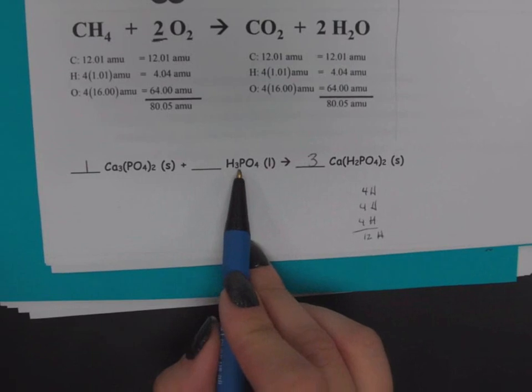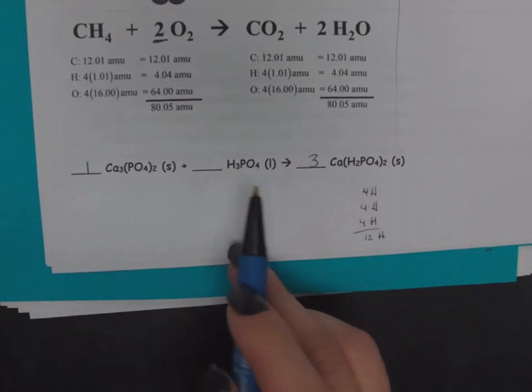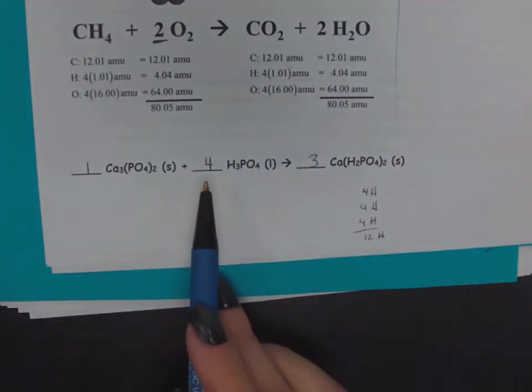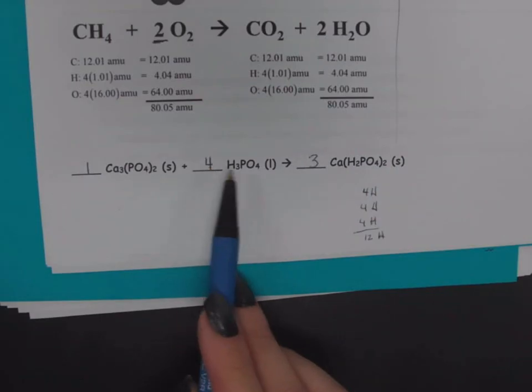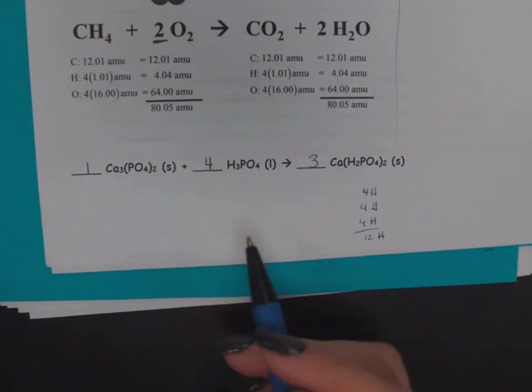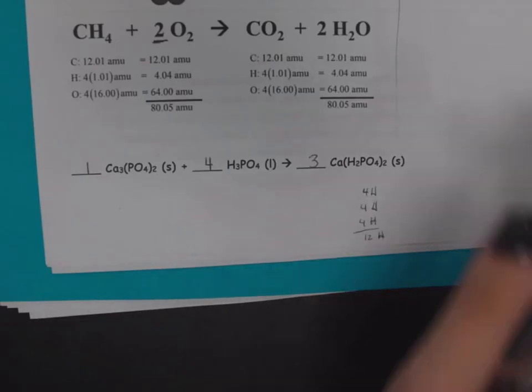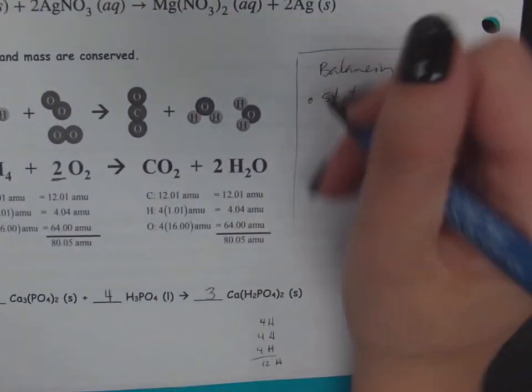And right now we only have 3 hydrogens on the reactant side. 3, 6, 9, 12. Oh, so we need a coefficient of 4 right here. Because if you do 4 times 3, then we get the 12 hydrogens. So now we've balanced that. Okay, and then this leads to my second tip or trick.